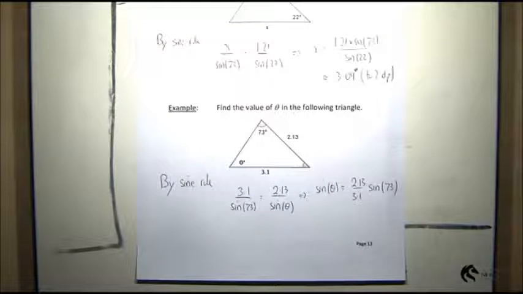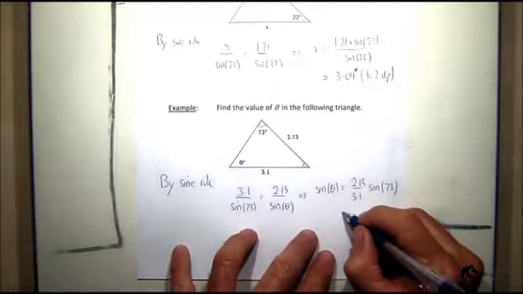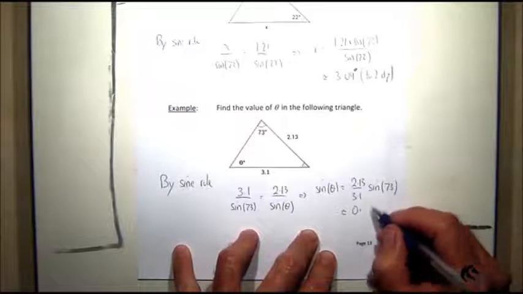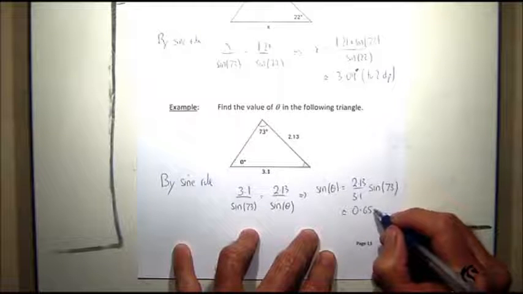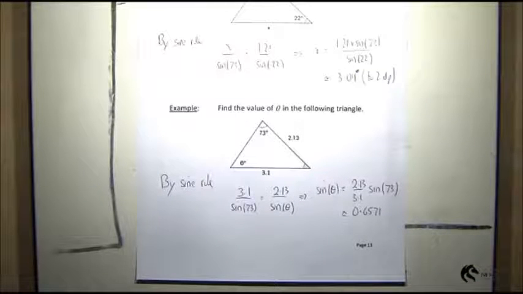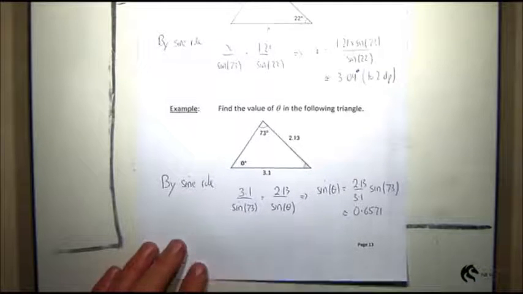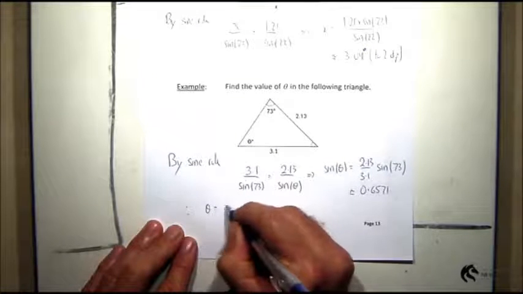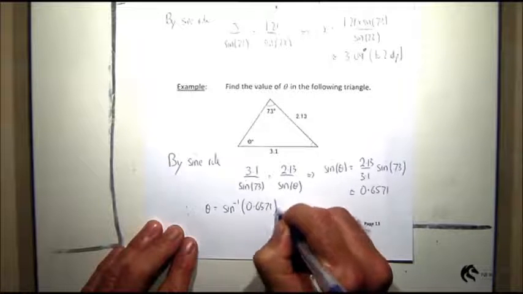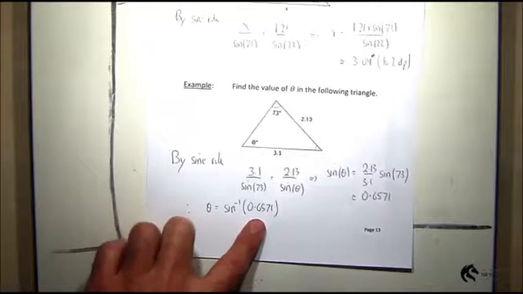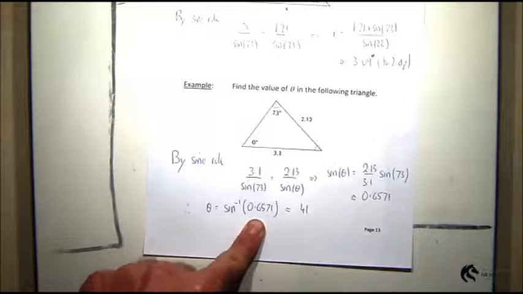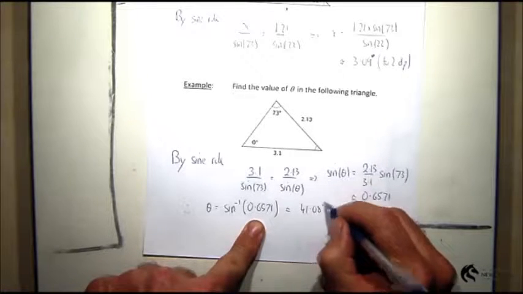Whip out my calculator, and in here I got a number like 0.6571 to 4 decimal places. And so theta, I'll come down here, therefore theta is equal to sine inverse of 0.6571. And again, I have to use my calculator to do that. My calculator is in degrees. That will be 41.08 degrees approximately.